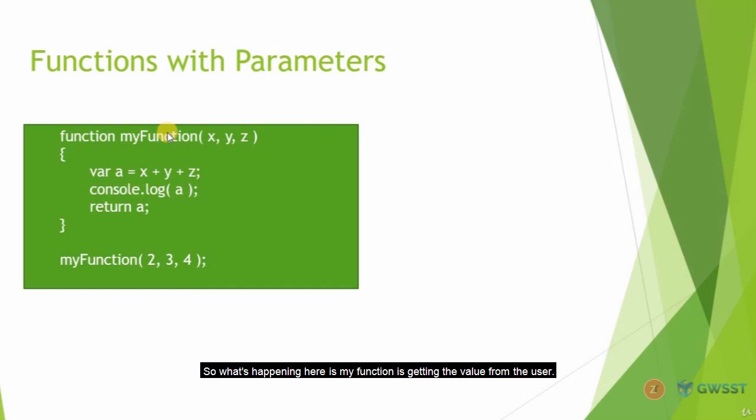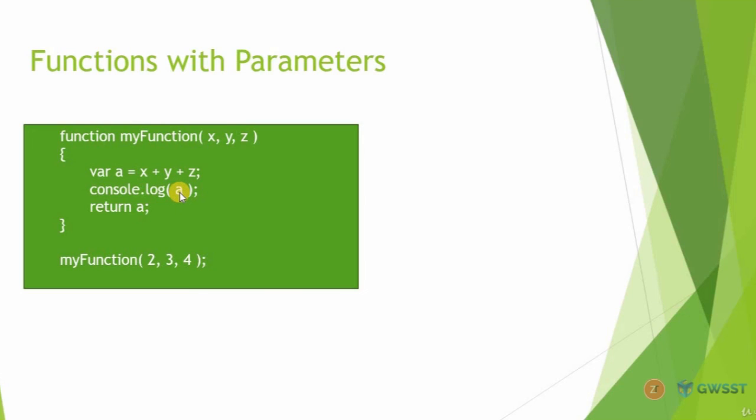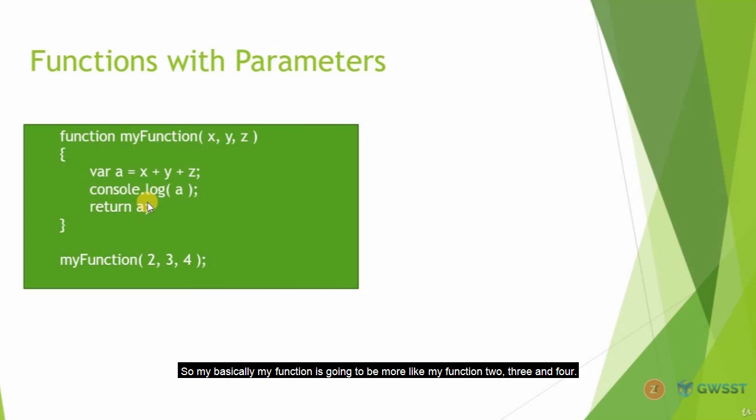So what's happening here is my function is getting the values from the user, calculating them, storing the data inside the variable A, and also returning it with the return value. So my function is going to be more like my function 2, 3, and 4. It's going to output the data. So let's see how this works.